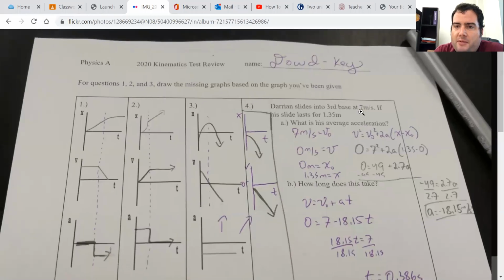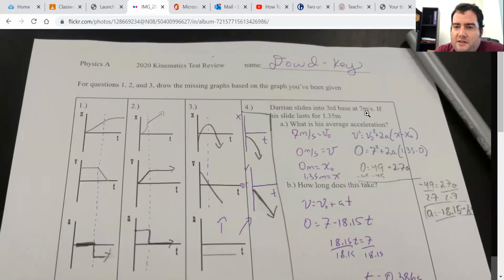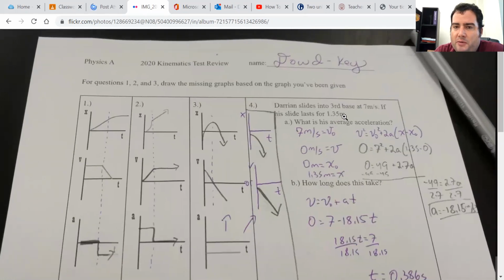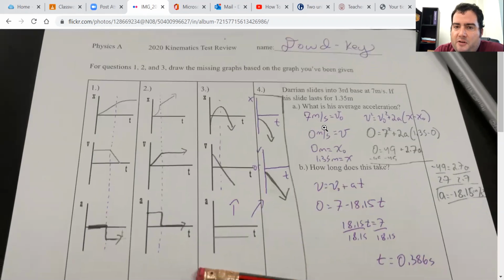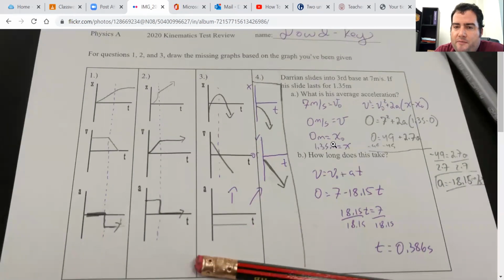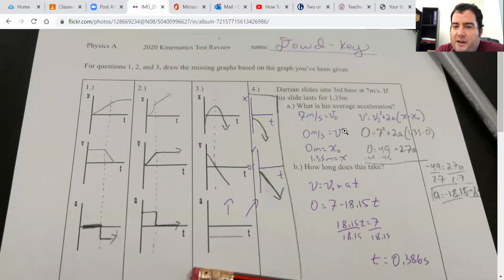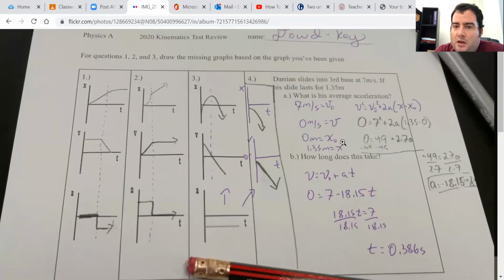In this first problem, it gives us an initial velocity of 7 meters per second, and it tells us they go 1.35 meters. So the givens here are 7 meters per second and 1.35 meters. But notice I've made two other assumptions. I've assumed that if they're sliding into a base, they're hopefully going to stop, or else they're going to get tagged out. So I put my final velocity at 0.